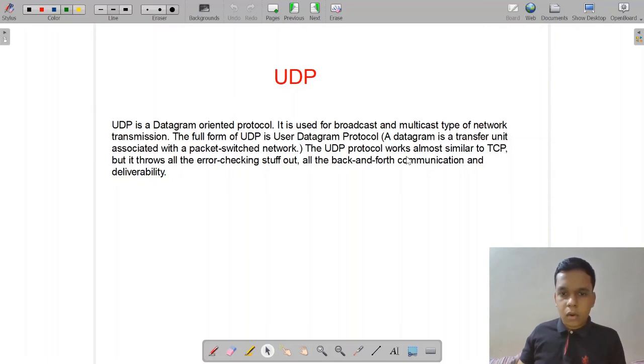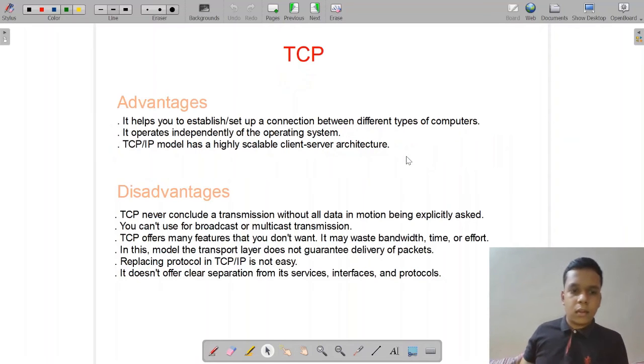So that was it, and going on to the next part, we have TCP and its advantages and disadvantages. As far as the understanding of the UDP model is concerned, what I would be doing is comparing the UDP model to the TCP IP model, and then I think you would get an idea of what UDP is all about.